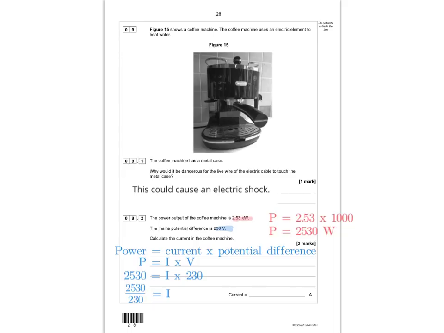And if you put that into your calculator, you get an answer of 11. So the correct answer will be 11 amps. That'll get you the mark, or all 3 marks if you've got that written down. And in terms of where the other marks are awarded, you have 1 mark for substituting into the equation here, and 1 mark for the rearrangement. If you've used 2.53 rather than 2530, you'd end up getting yourself 2 marks and an answer of 0.011.